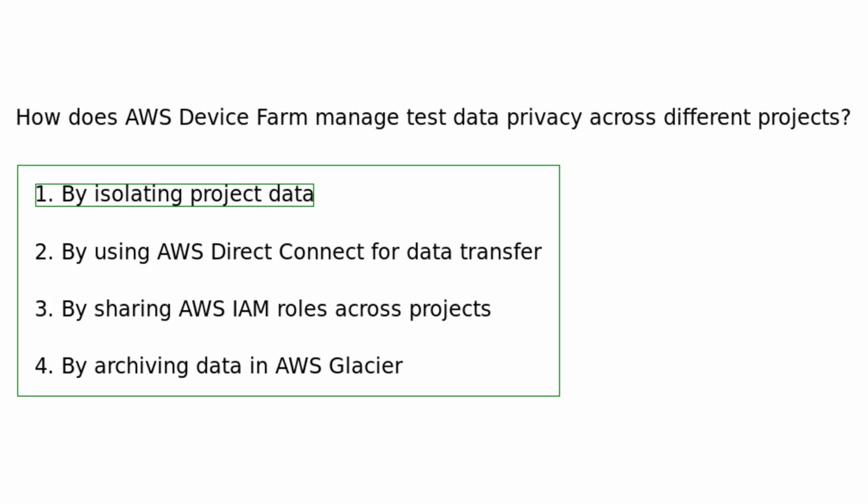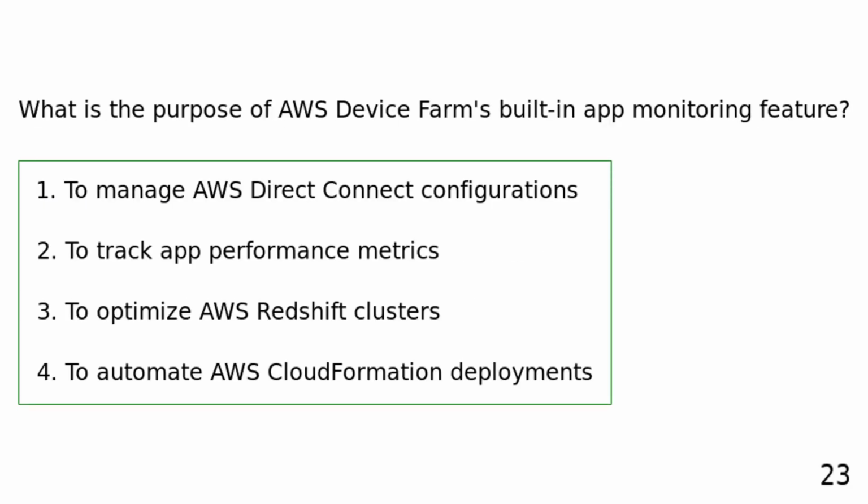AWS Device Farm manages test data privacy across different projects by isolating project data, ensuring that each project's test data is stored securely and accessible only to authorized users. What is the purpose of AWS Device Farm's built-in app monitoring feature?